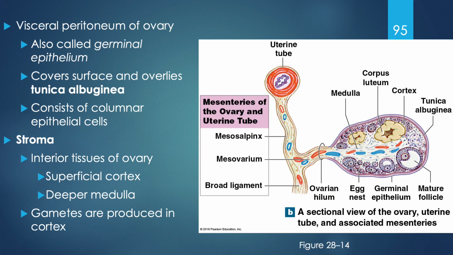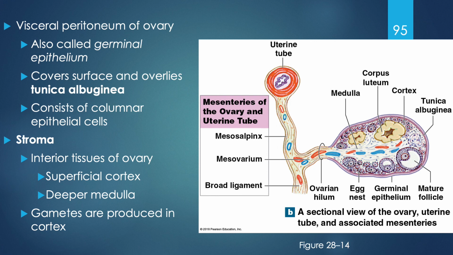The ovary is covered by a visceral peritoneum called the germinal epithelium because this is the site at which we're going to have eggs develop. So this covers the surface and overlies the tunica albuginea, which is a whitish covering consisting of columnar epithelial cells. The stroma is going to be the background tissue that is interior to the ovary.